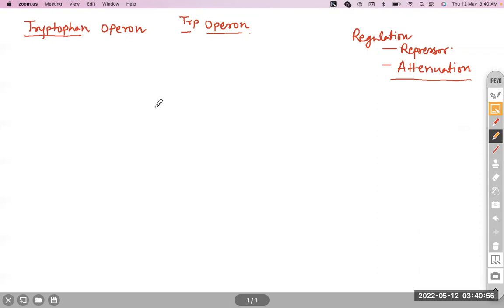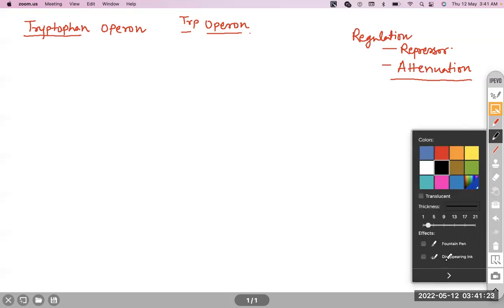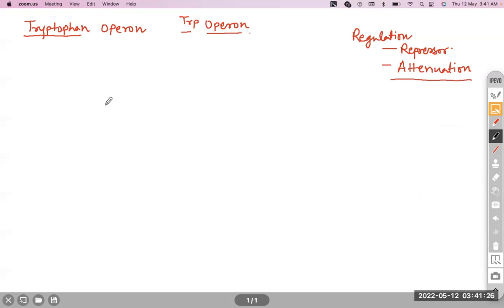Okay, this operon is found in E. coli bacteria, and it is a group of genes that encode biosynthetic enzymes for the amino acid tryptophan. Okay, so first I will draw a simple diagram and then a more detailed diagram.